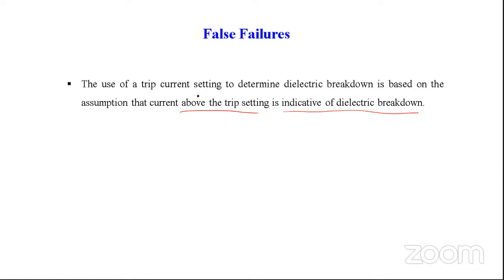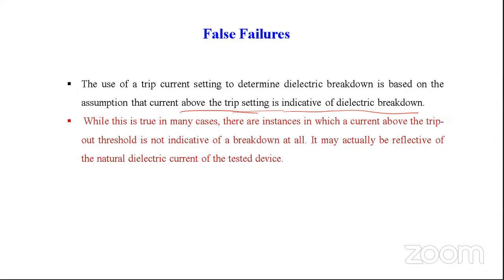If you use a trip current setting to determine the dielectric breakdown, we can assume that current above the trip setting is indicative of dielectric breakdown. This is true in most cases, but there are certain instances in which a current above the trip threshold is not indicative of breakdown at all. It may actually be reflective of the natural dielectric current of the tested device at an elevated voltage. Okay.